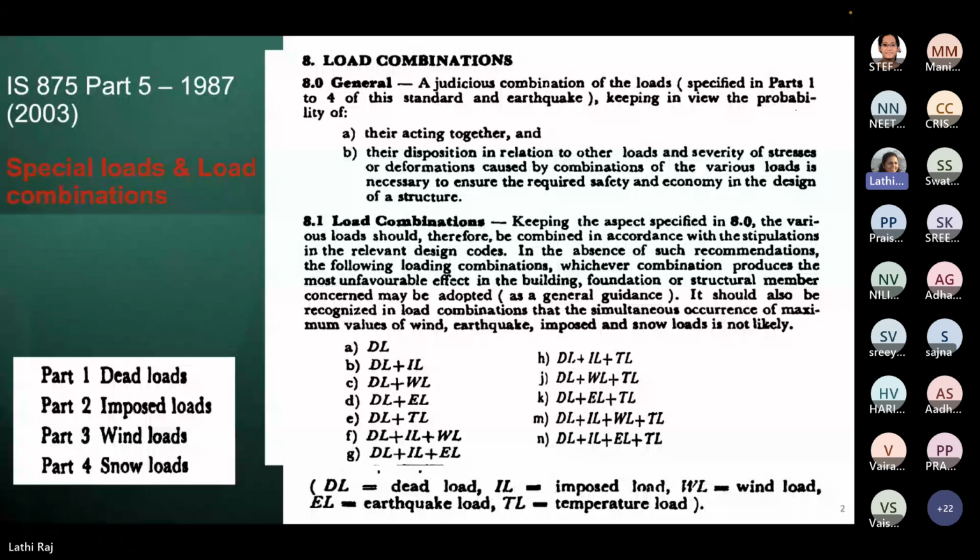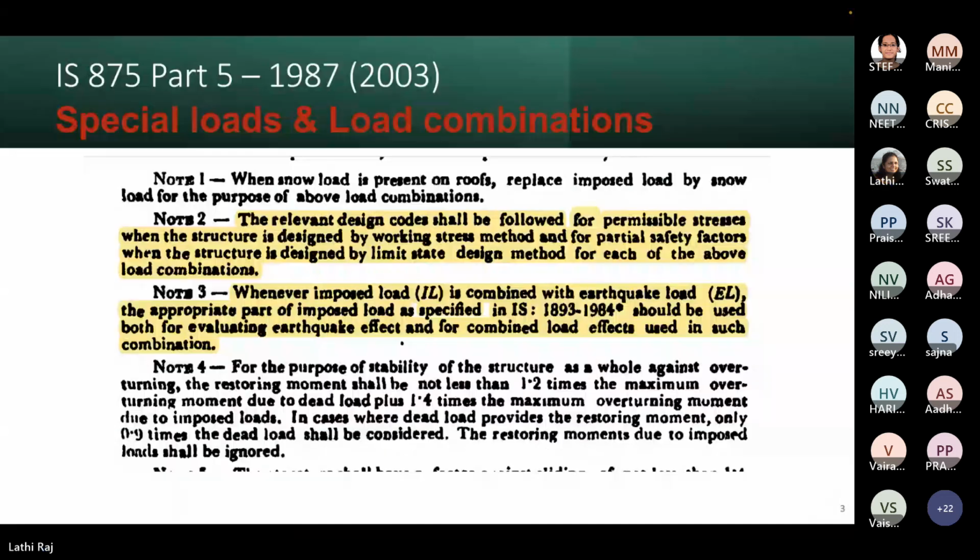So the partial safety factor you are using while doing the limit state design only. Then one more thing they are saying is, whenever imposed load is the live load, they have changed live load into imposed load. Whenever imposed load is combined with earthquake load, the appropriate part of imposed load as specified in IS 1893 should be used both for evaluating earthquake effect and for combined load effects used in such combinations.